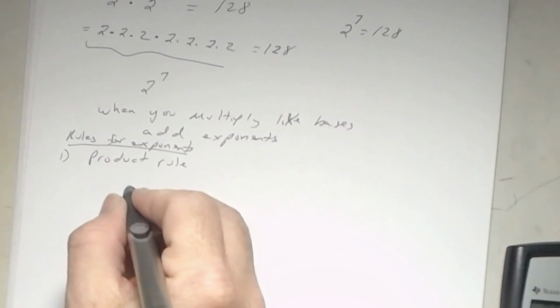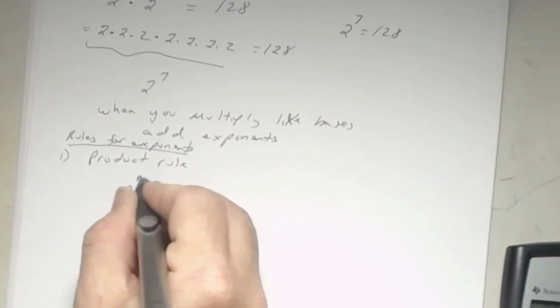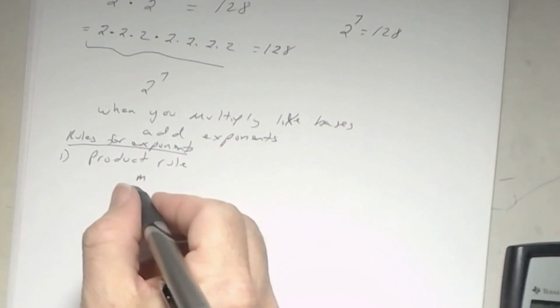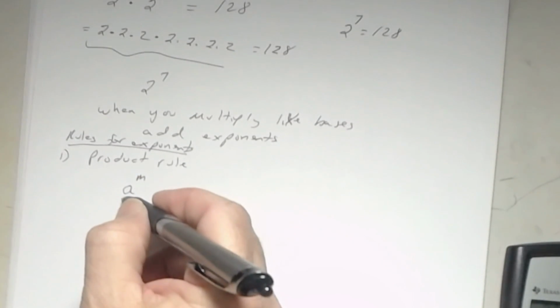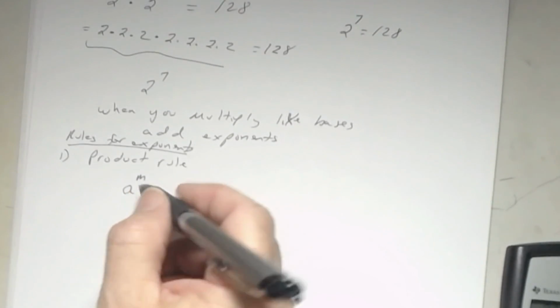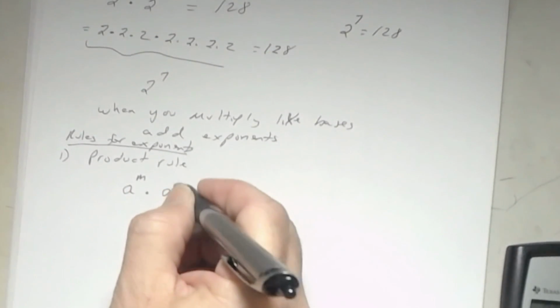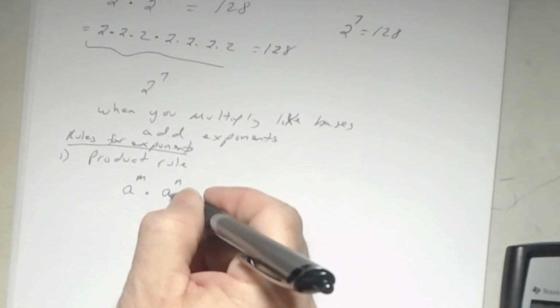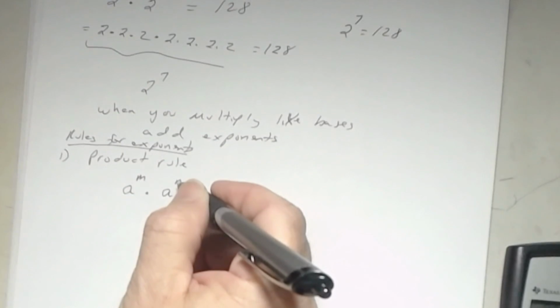If you have a to the m power, now when I wrote a to the m, what is the base here? A. What's the exponent? M. Times a to the n power. Again, what's the base here? A. What's the exponent? N.